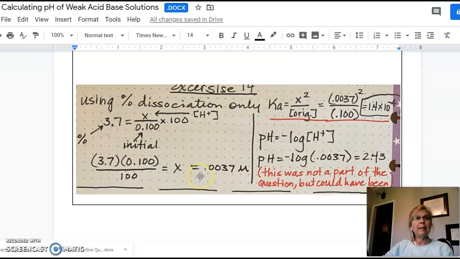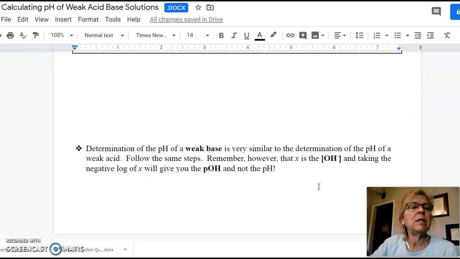Now, that's all great, and we can report then what the Ka value is by remembering the Ka expression, which is X squared over the original concentration, and when I do that, I get 1.4 times 10 to the negative 4. If the problem had also asked you for the pH, then at this time you would have been able to plug in your hydrogen ion concentration, and you would have been able to get your pH by using negative log of the hydrogen ion concentration. All right, so that is percent dissociation.